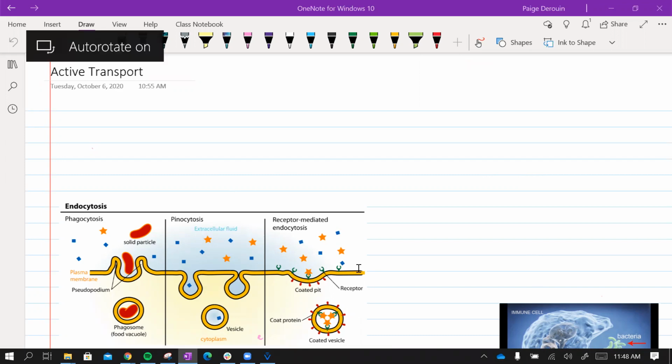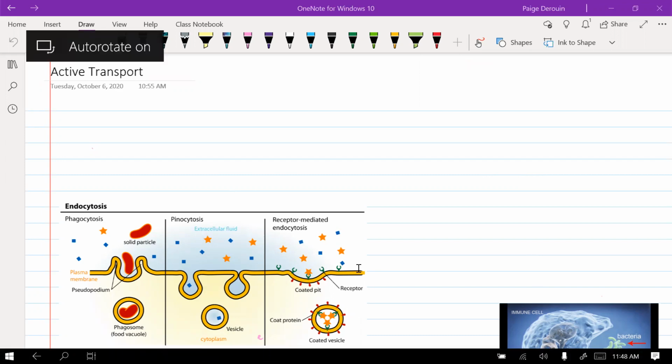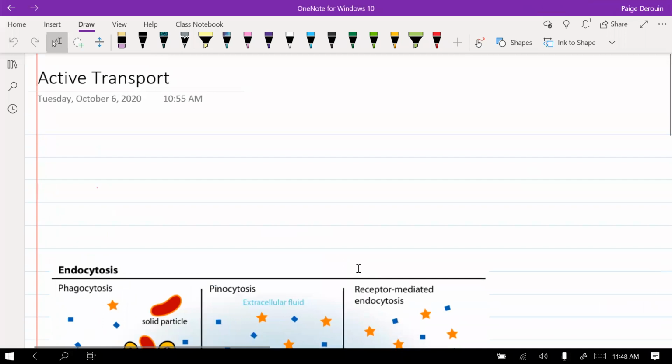So guys, this is going to be a little bit of review to start off with, and it's also going to be a nice opportunity for us to connect all the things we've talked about so far and see how they interact with each other, which is really good. First of all, let's just do a little review of what active transport means.